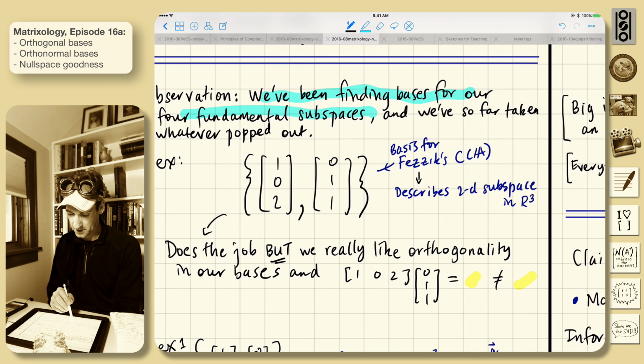Rampant craziness. We're going to claim that orthogonality makes a basis a happy basis. This is a mathematical term, a happy basis, right? So orthogonality makes a basis a happy basis.